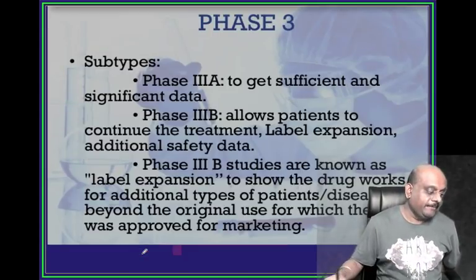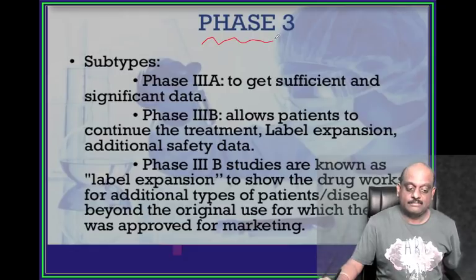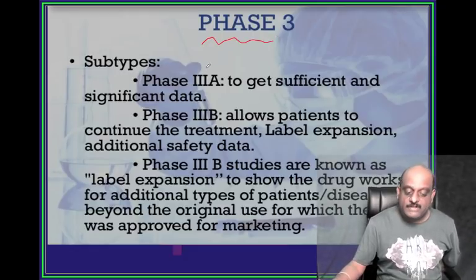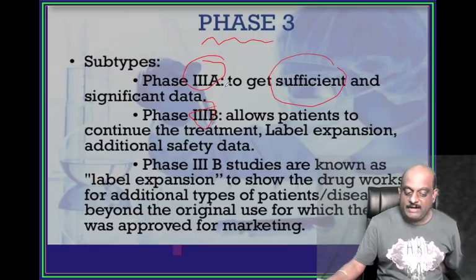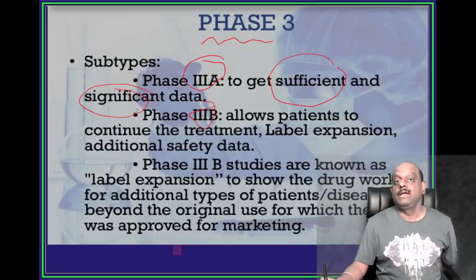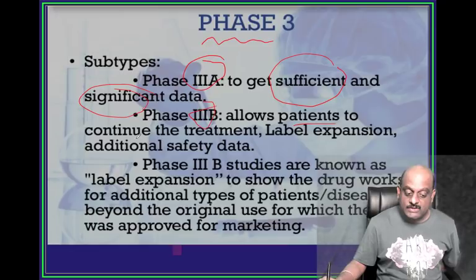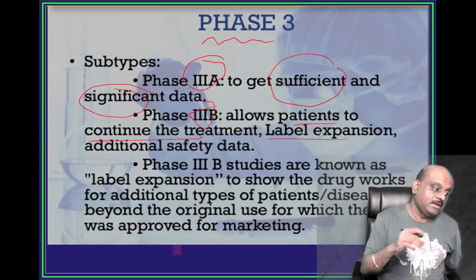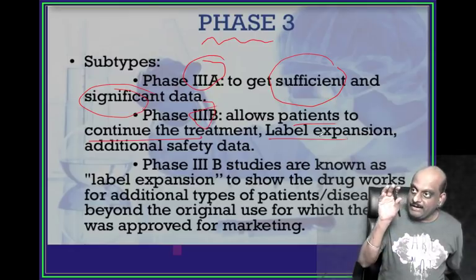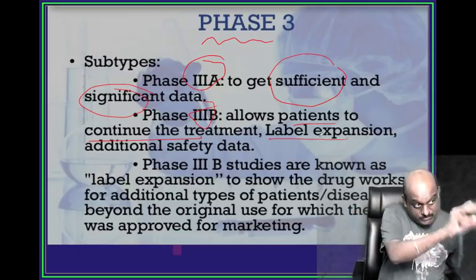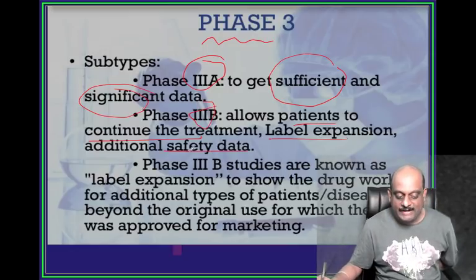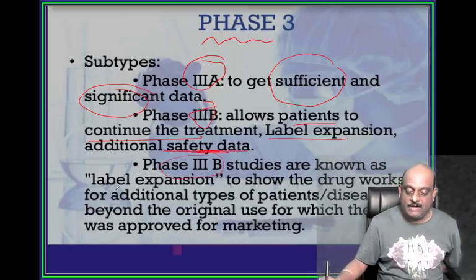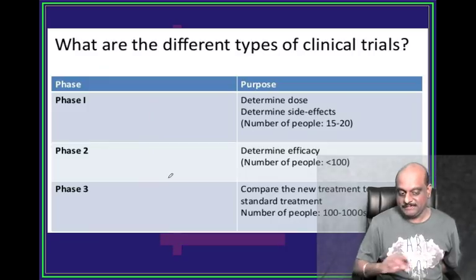Then comes the phase 3. Phase 3 may have 3A, 3B. 3A is to get sufficient and significant data. 3B is to allow patients to continue the treatment, expand the label, that means it can be used not only for this, but also for that. Additional safety data. So phase 3B is called label expansion studies.